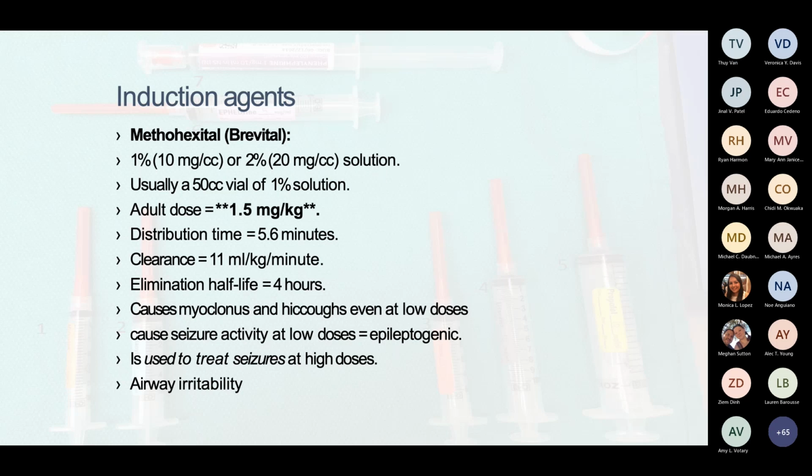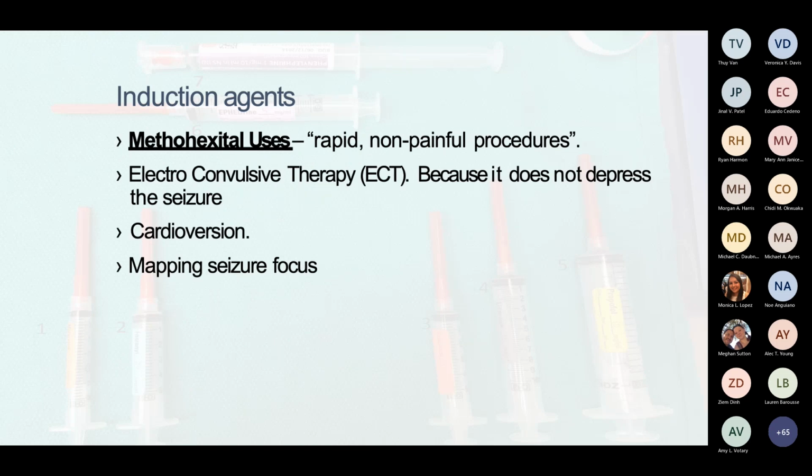Other issues you run into for these patients, they can have airway irritability because it's not quite the deep sedation that you get with the other medications. It's more of an amnestic agent. So the biggest time you're going to use this, and there are exceptions, is going to be for ECTs because any other medication we give for the most part is going to depress the seizure somewhat, whereas the methohexital does not.